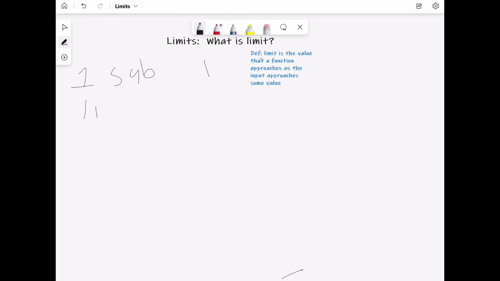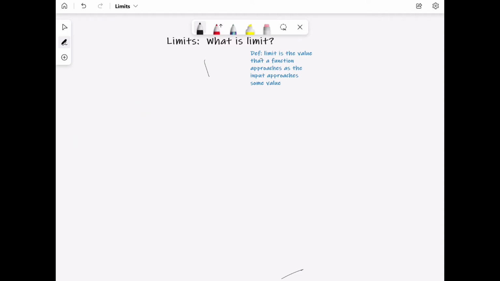So for example, if there was a limit as the input x approaches the value 2 in the function x plus 4, what does the function approach? Well, we can just sub it in and we'll find out that as x approaches 2 in the function x plus 4, the function approaches the number 6. That's simple. That's subbing in. That's very basic.